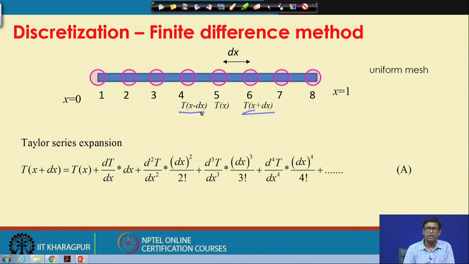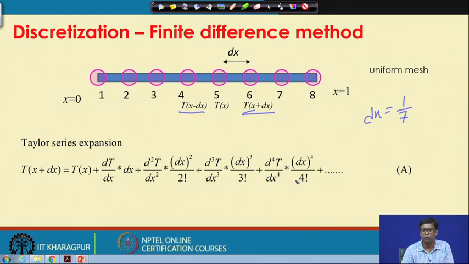Now, if I use Taylor series expansion, T(x+dx) can be expanded as T(x) plus dT/dx into dx plus d2T/dx square into dx whole square by factorial 2 plus d3T/dx cube into dx whole cube by factorial 3, d4T/dx 4 into dx whole to the power 4 by factorial 4, and it goes on up to infinite points. Interestingly, you see the total length is 1. So, dx is less than 1, dx is basically 1 by 7 here.